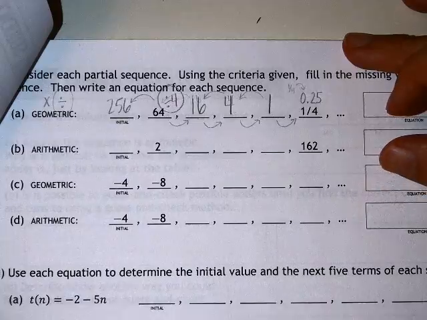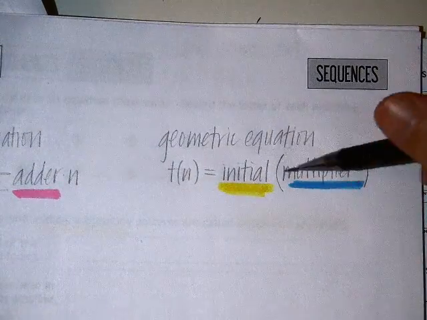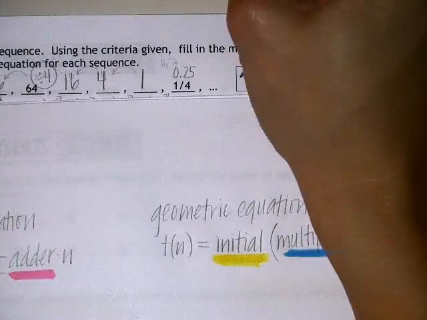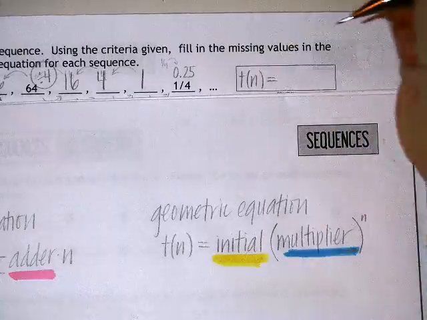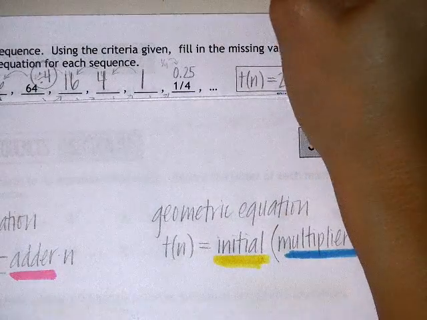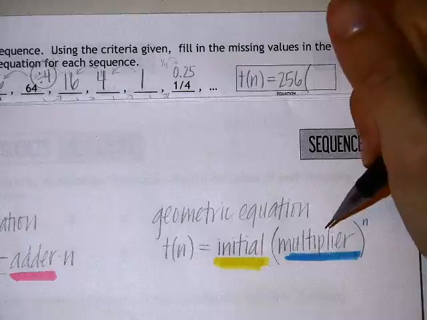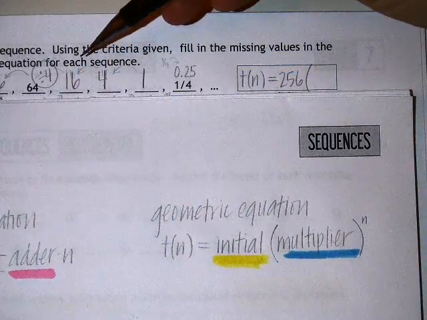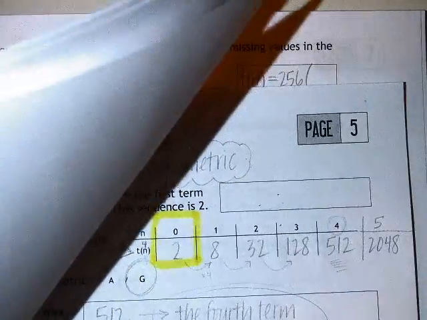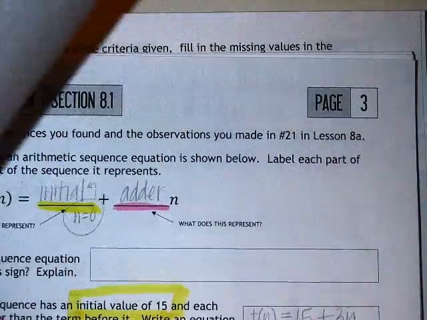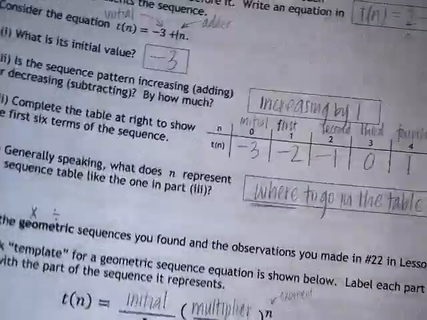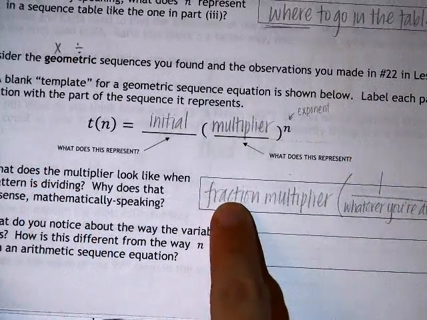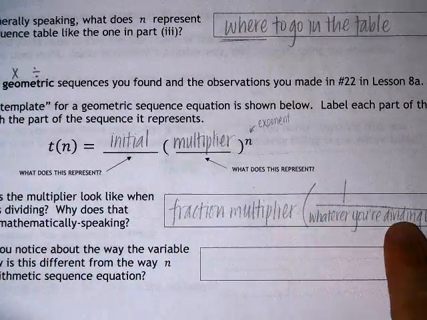If it helps, you can always look back at your notes about what a geometric equation looks like. So we can copy that structure if we want to keep it near us. We need T of n equals the initial value, which is 256, times, because it's a multiplier, now I have to think for a second. It's dividing. How do I write that? Oh yeah, wait, I've seen that on previous pages. We've talked about it. Oh, there it is. Bottom of page 3 there. If you are dividing by something, use a fraction, 1 over whatever you're dividing by.